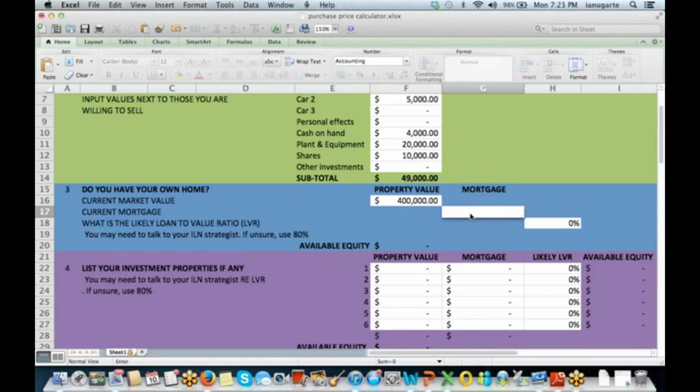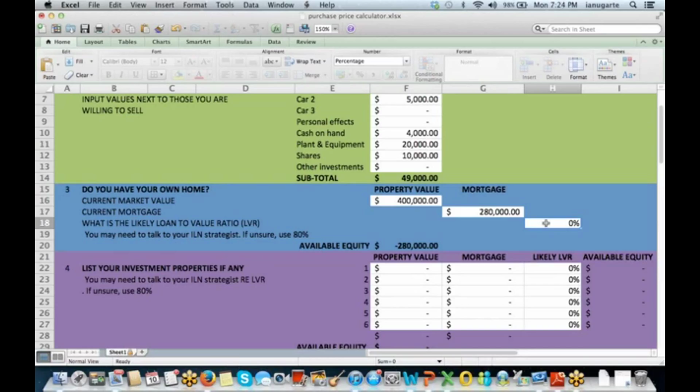So that we've got some money available, $280,000 is what my mortgage is on my $400,000 property. Now, this square here where it says, what is the likely loan to value ratio? It's very difficult for some people to find that out. You may need to ask your investor loan strategist what it is, for the benefit of where you are right now. If you've got no job, you're not going to be able to get a loan. That's essentially where you're at.